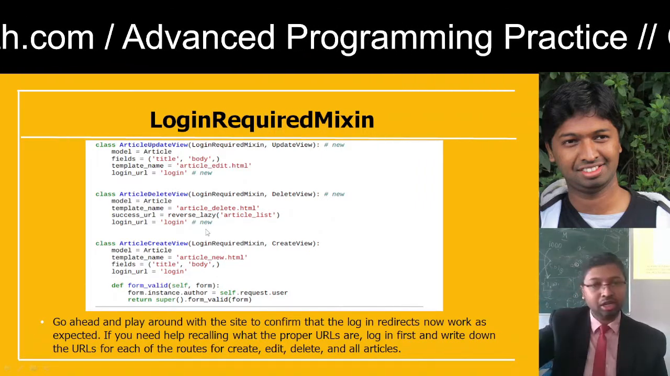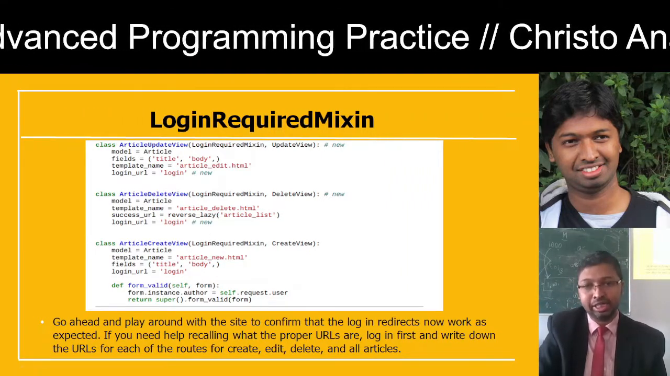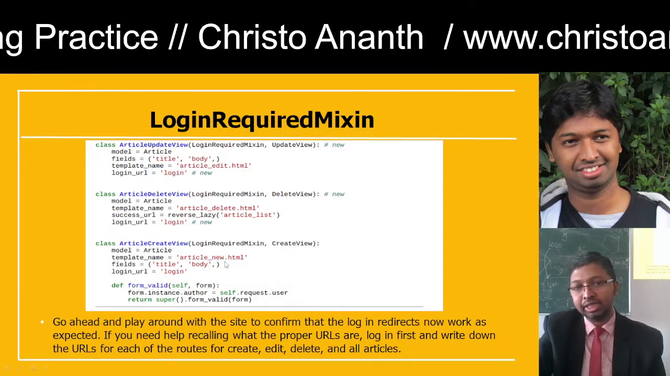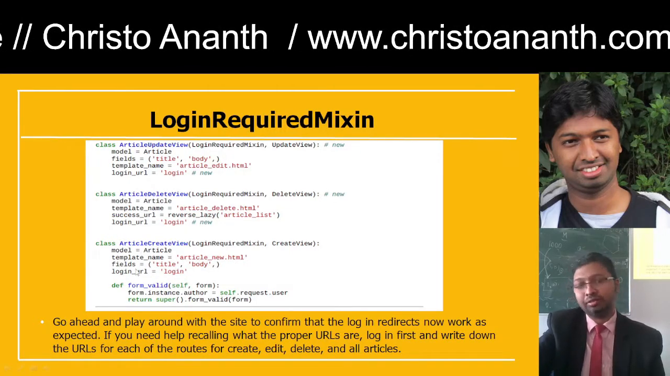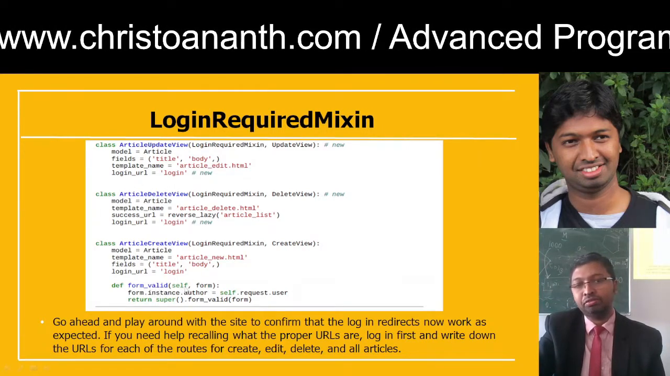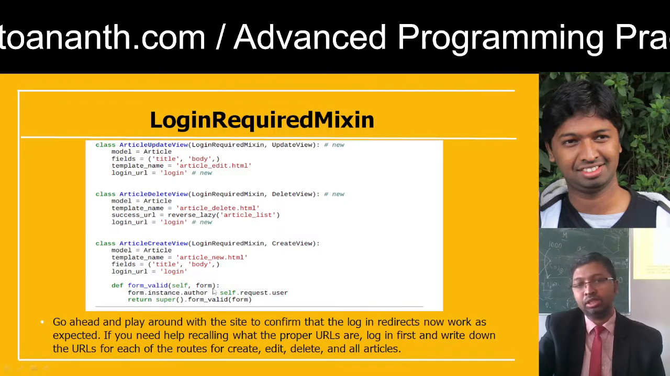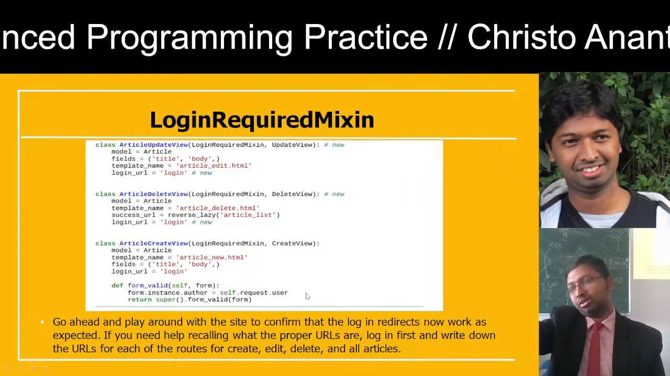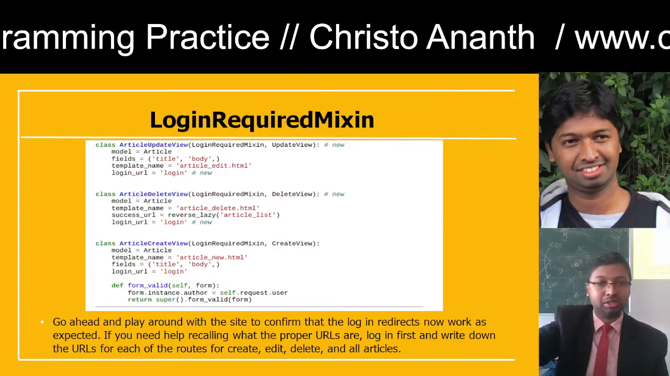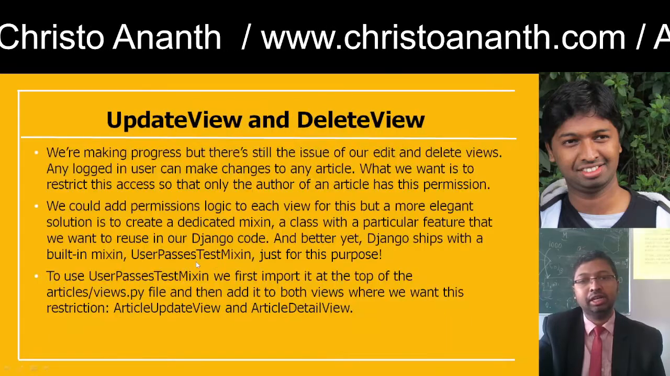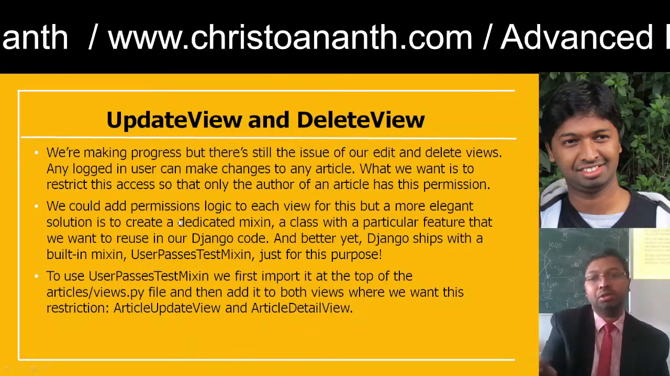Finally, after doing all this, you will have class ArticleCreateView. So model equal to Article, template_name equal to article_new.html, fields you have title and then body, login_url equal to login, and finally define form_valid(self, form), form.instance.author equal to self.request.user, and return super().form_valid(form). So this thing we are going to repeat once again. Okay. So you can go with updating the create, edit, delete, and all the articles. Okay. So this is how you are going to practice.